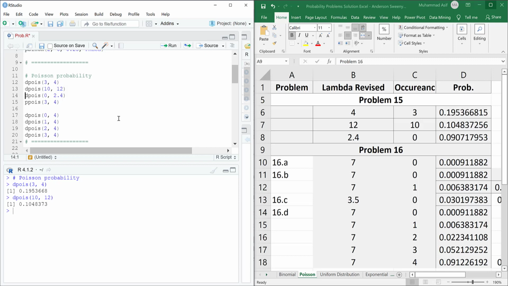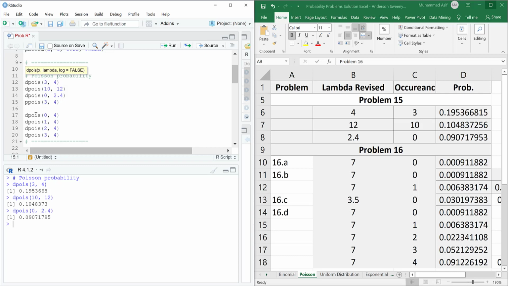And the last one was we are interested that no phone call comes in 3 minutes, which was in that case 3 multiplied by 0.8, it was 2.4 when the mean rate is 2.4, and in that case it is 0.0907, which again is the same. So this dPoisson function is used when we are interested in calculating the probability of a specific number.